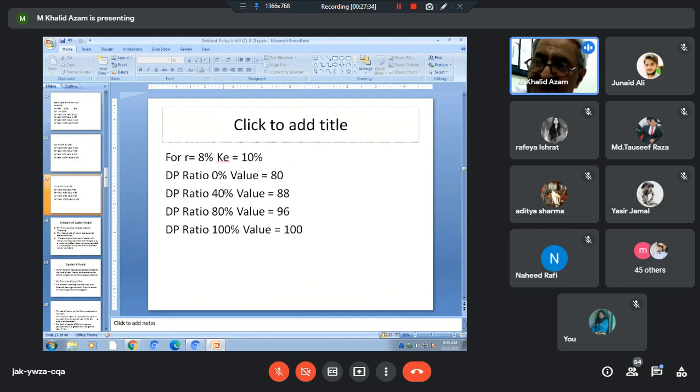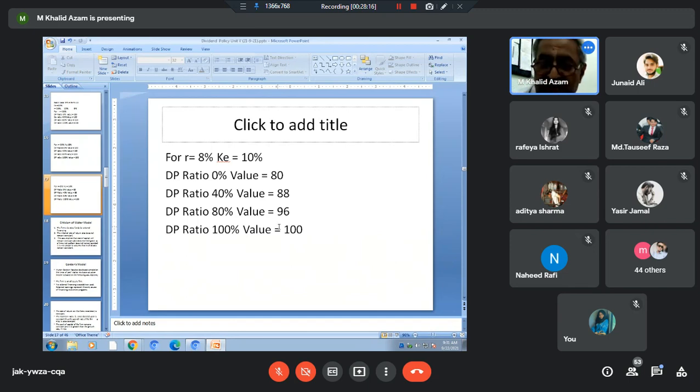When the dividend payout ratio is 40%, the value has increased. It has now come up to rupees 88. When you are going to pay 80% of this earning per share, the value of the share has further increased, 96 rupees. When you are going to pay 100%, you are not going to retain anything. In this case, what is happening? The value of the share has come up to 100 rupees. So what does it mean? When the rate of return given by the company is less than the cost of equity, as much as you are going to pay to the shareholder, the value of the firm, the value of the share, is going to be more.